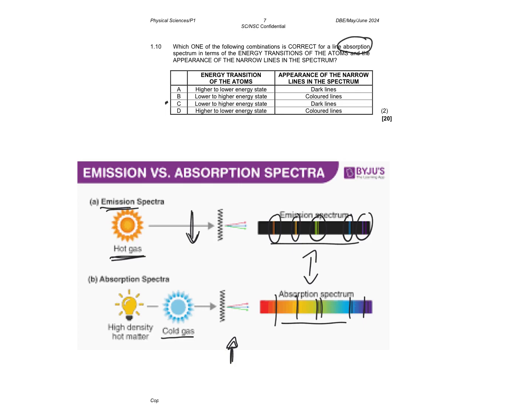So an absorption spectrum, it's going to be dark lines, so you can immediately delete B and D. And in this case, for an absorption spectrum, it's always lower to higher energy state. This one at the top, the higher to lower, is actually for an emission spectrum, which should be colored lines.